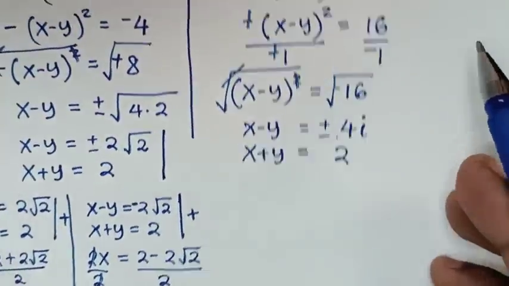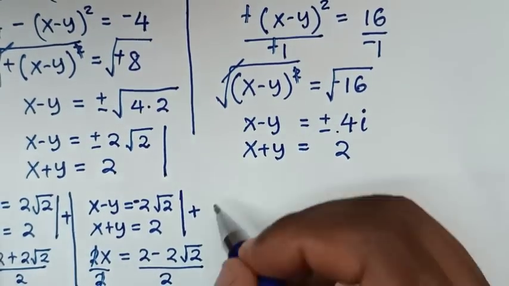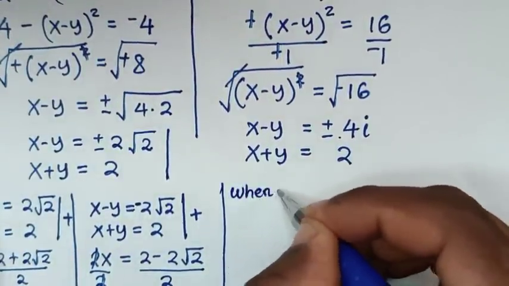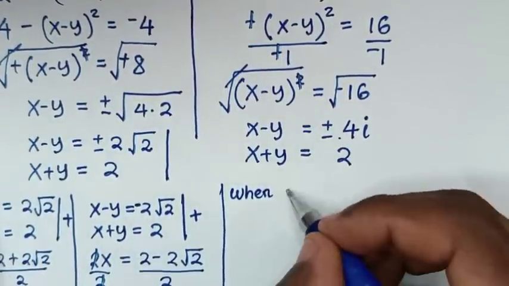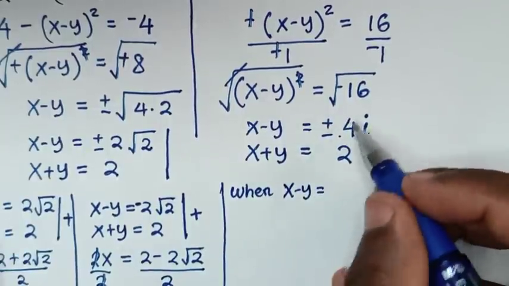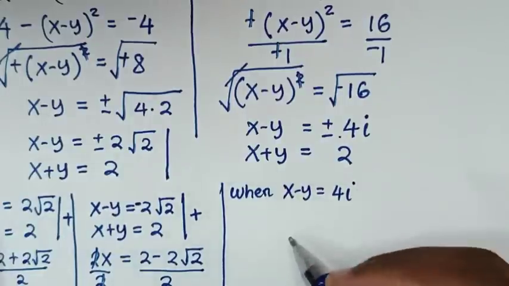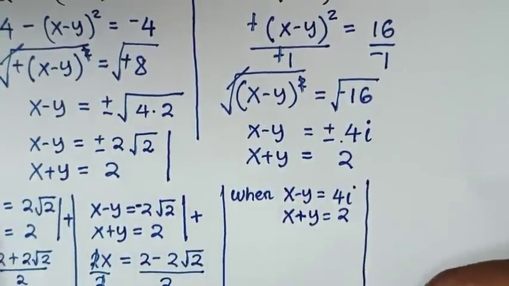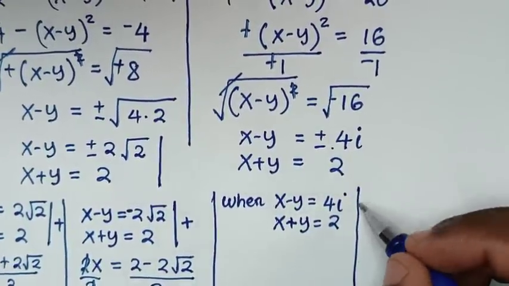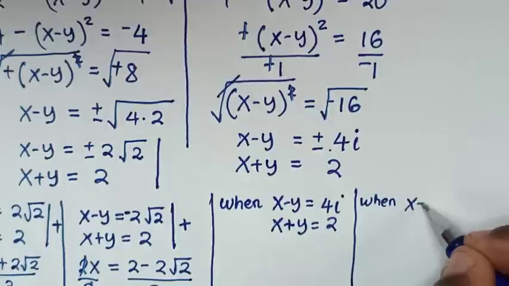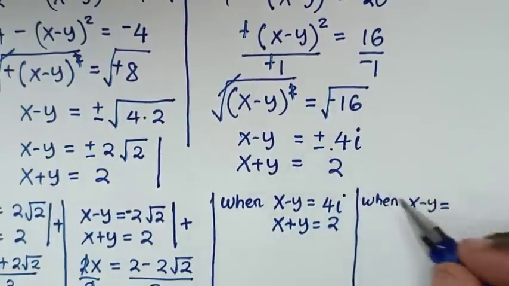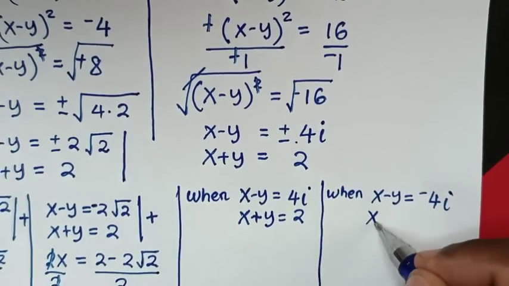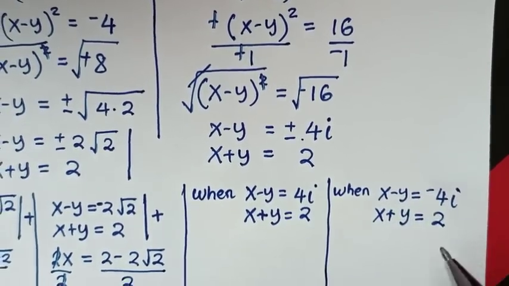And from this second solution, also here we have two cases. For the positive case, when x minus y is equal to 4i, we compare it with x plus y is equal to 2. Also in here, when it is negative, it will be when x minus y is equal to negative 4i. We compare this with x plus y is equal to 2.